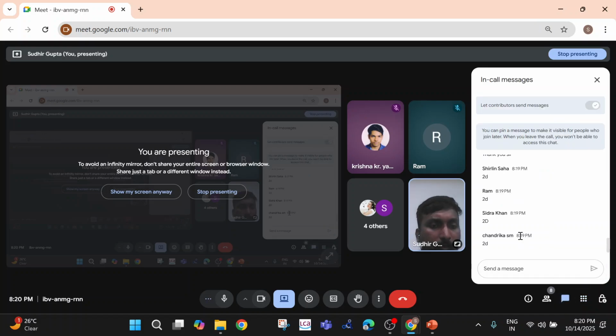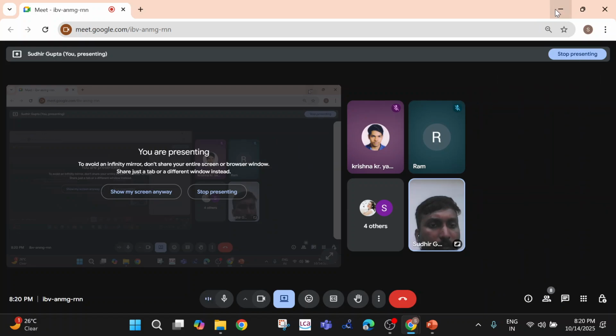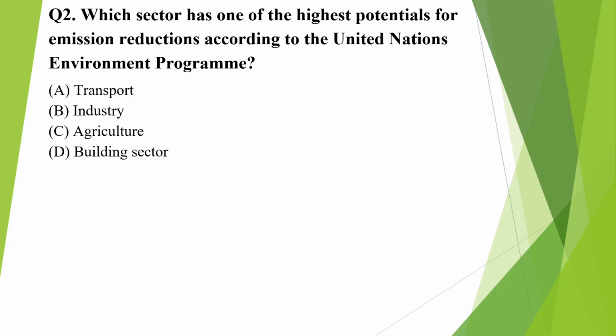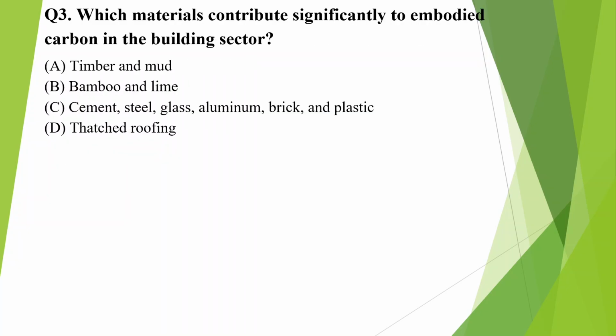Celine, Ram, Sidra, Chandrika, all of you have answered, and all of you have answered it correctly. It's option D, building sector. Building sector offers some of the most cost effective and scalable opportunities for reducing the emissions as per UNEP. Fine. So let us move to the third question. Here's the third question. The third question is asking you all which materials contribute significantly to embodied carbon in the building sector.